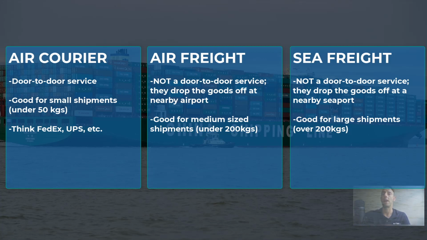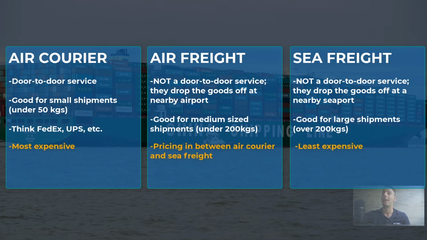Okay, the first thing that you need to understand when differentiating these three types of shipping services is price. Air courier is by far the most expensive shipping service that you can have, and sea freight is by far the cheapest, and air freight is somewhere in between. Now, when should you ship via each of these methods? Okay, this is a broad generalization, but for an order under 50 kilograms, you're probably best off to ship via air courier. For an order in between 50 kilograms and 200 kilograms, you're probably better off to ship via air freight. And anything above that, you're probably better off to ship via sea freight.